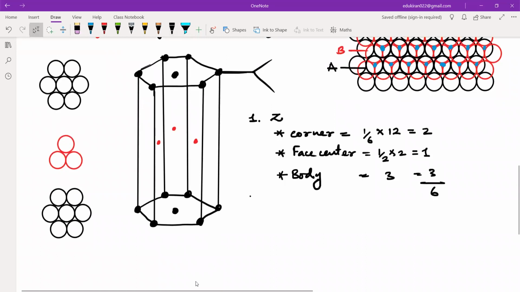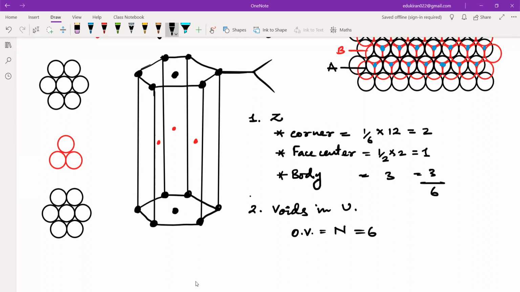Now the second point that you have to remember is the voids. If you remember, the octahedral void is equal to N, where N is the number of atoms, and the number of atoms here is equal to 6, and hence the number of voids is equal to 6. Please remember, we are talking about voids in the unit cell.